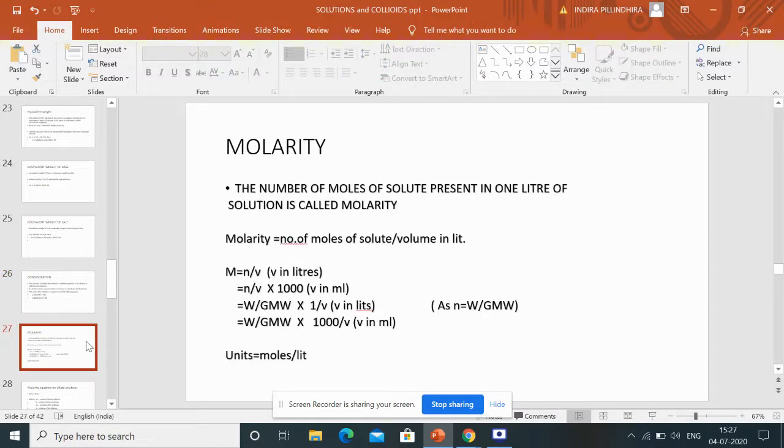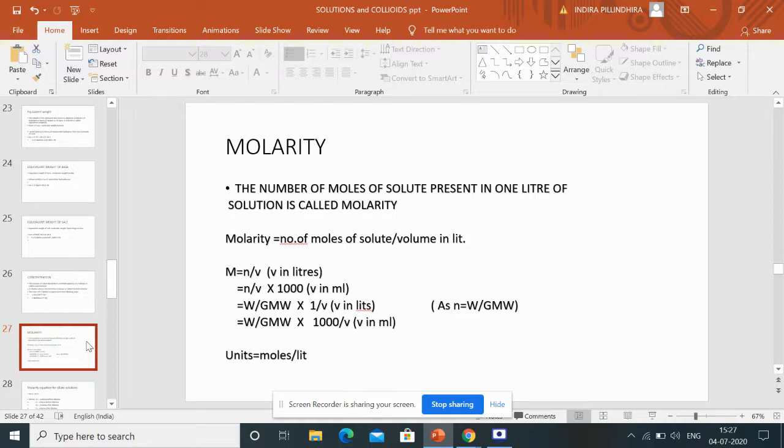So molarity is number of moles of the solute present in 1 liter of the solution. Okay. So that means it is number of moles of the solute divided by volume of the solution in liters. So we'll express it as M is equal to n by V, where small n indicates the number of moles. So if V is in liters, then it is just n by V. Or if you convert that volume in milliliters, then it is n by V into 1000, because we know that 1 liter is equal to 1000 ml.